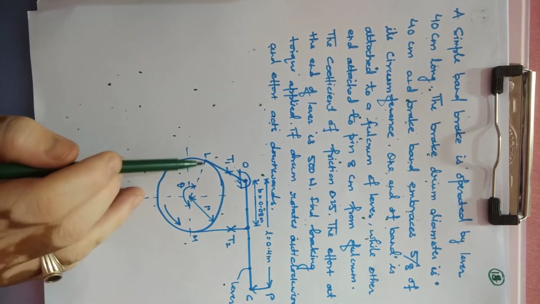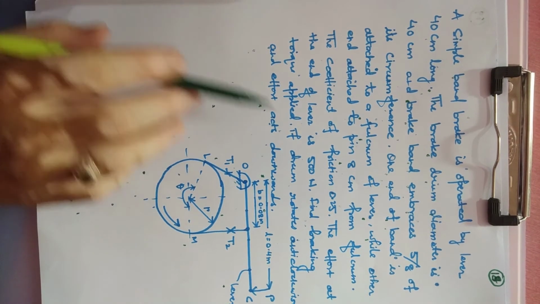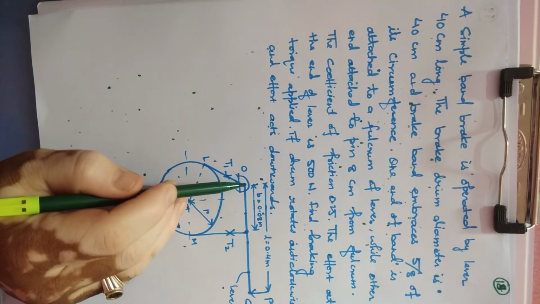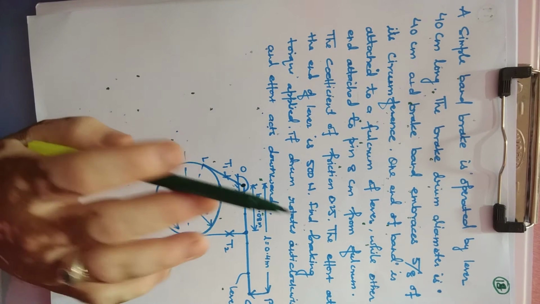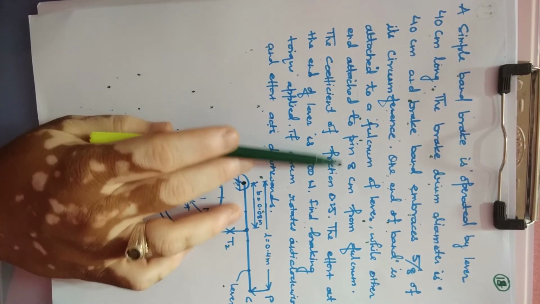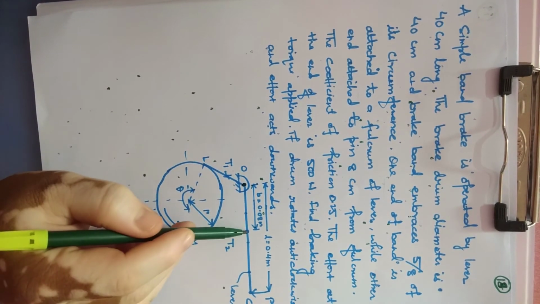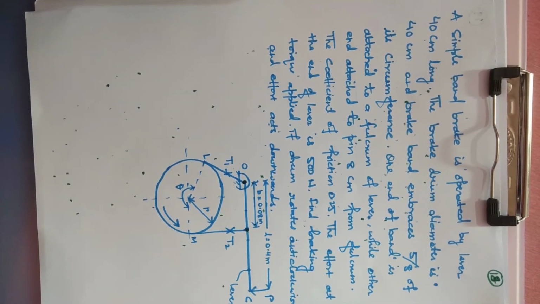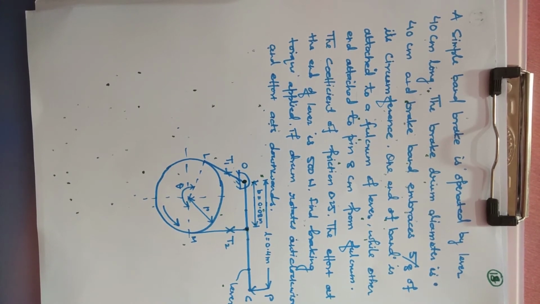So this is the circumference, and the embrace angle theta is 5 by 8 of the total circumference. One end of the band is attached to the fulcrum of the lever, so it is a simple band brake. While the other end is attached to a pin of 8 centimeter. Now the coefficient of friction is 0.25.